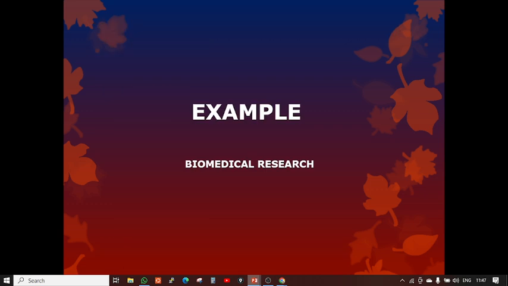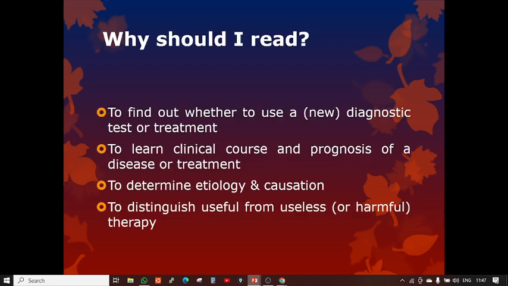For example, here is one example of a biomedical research, which is a scientific research. Consider this example. Why should I read? A research output is a paper. If you publish it, someone has to read it. Before publishing a paper, you also read the literature survey, or different types of research papers previously published. So why do you choose a particular research paper to read carefully?